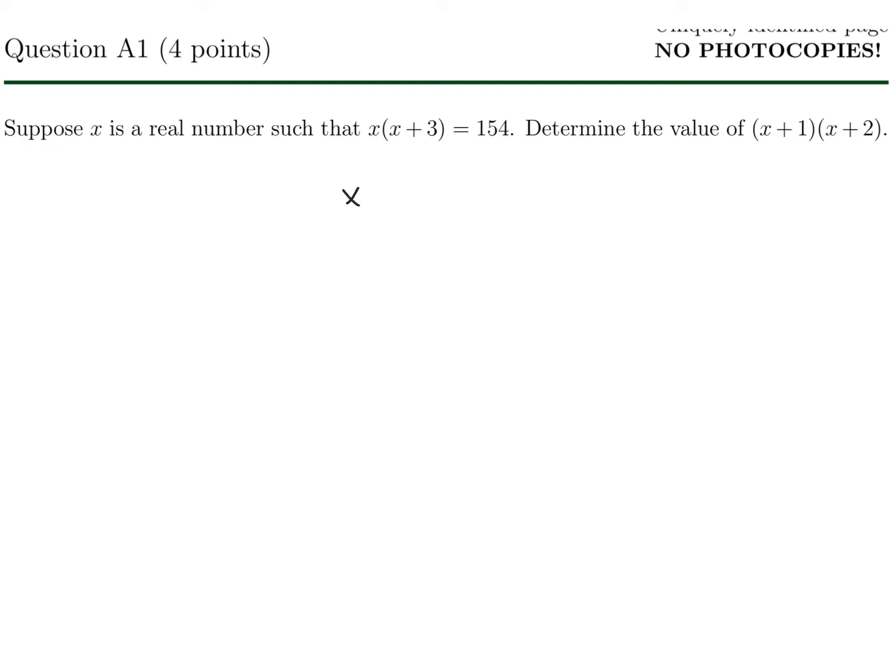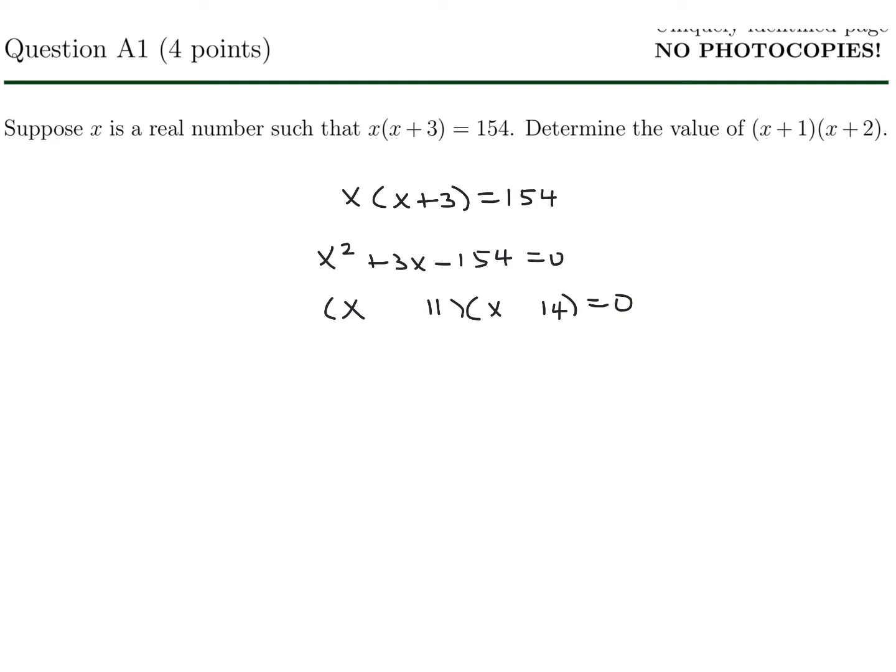So let's just solve this equation and get a value for x, and then we'll plug it into the expression. Okay, so this is x squared plus 3x minus 154 equals 0. And I believe this factors pretty nicely. So it'll be x, 11 and 14, and then plus minus. Yeah, so that means x is either 11 or negative 14. Okay, let's now plug that in.